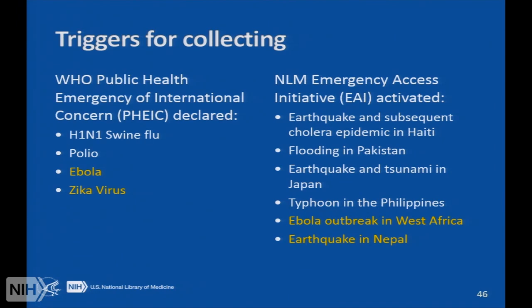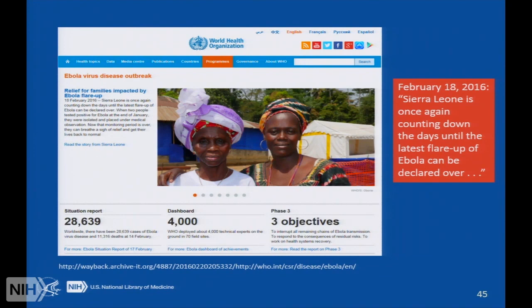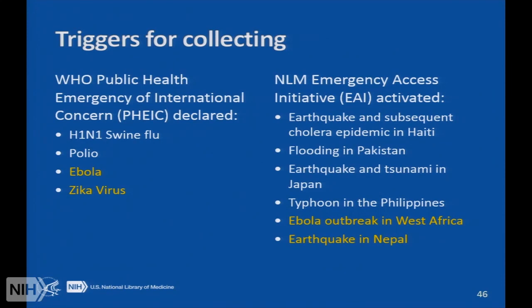And the situation with Ebola continues to evolve, as evidenced by this update from the World Health Organization on a flare-up of Ebola in Sierra Leone last month. We've instead decided to frame our collecting around the World Health Organization's designation of the epidemic as a public health emergency of international concern, which it still is, and the World Health Organization meets to review this status every few months. The activation of NLM's Emergency Access Initiative, providing free access to books and journal articles to health professionals in areas affected by disaster, is another trigger for collecting.